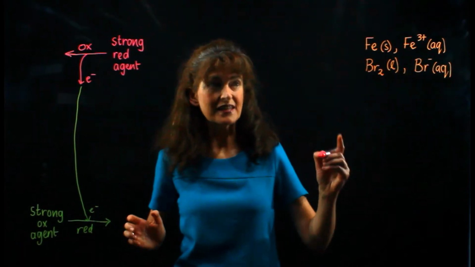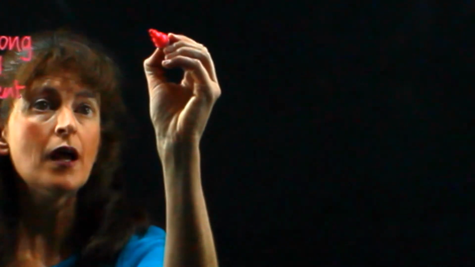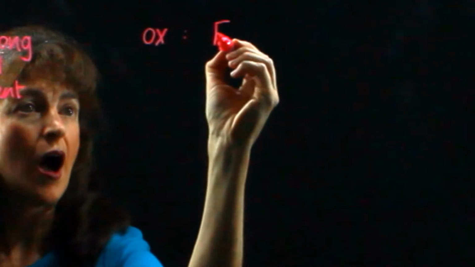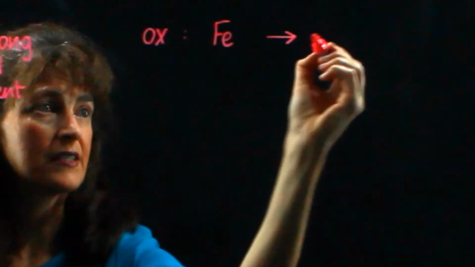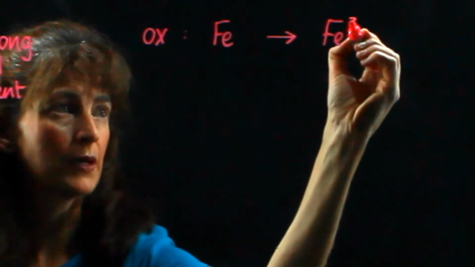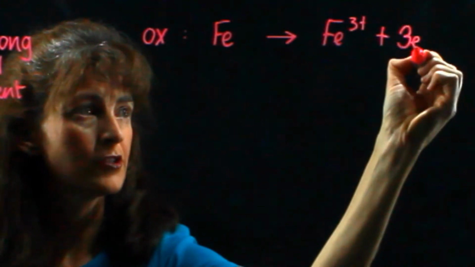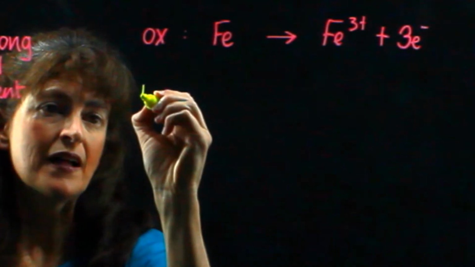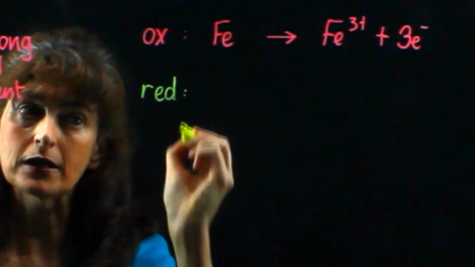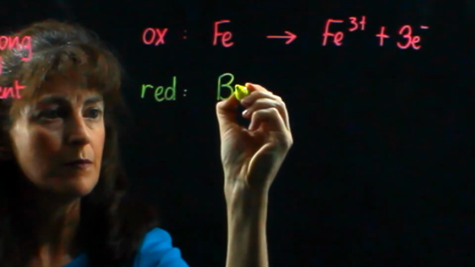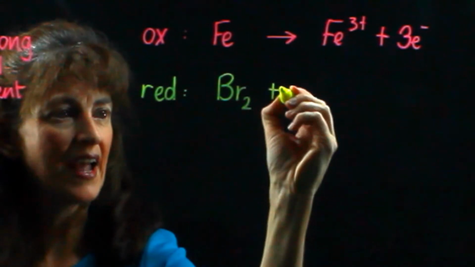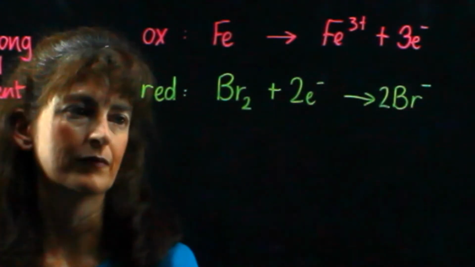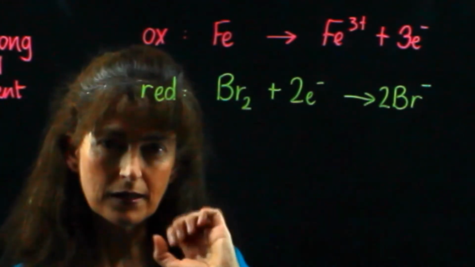So that tells us that in this particular question, our oxidation half reaction is going to be iron being oxidized to iron 3+, and that happens with the loss of 3 electrons per ion. And we can see that our reduction half reaction is bromine being reduced by the gain of electrons to the bromide ion. Now, before we get to the questions, let's look at this just a little bit more.